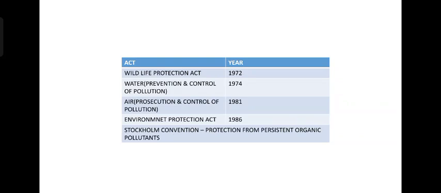Again, these are some of the major acts and the year of their formation, which is very important. We have the Wildlife Protection Act in 1972. Then the Prevention and Control of Pollution of Water Act was established in 1974. Then, to control air pollution, in 1981 we have the Air Pollution Act. Then the Environmental Protection Act was established in 1986.